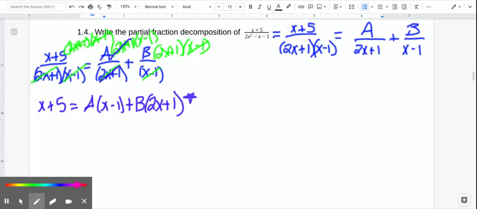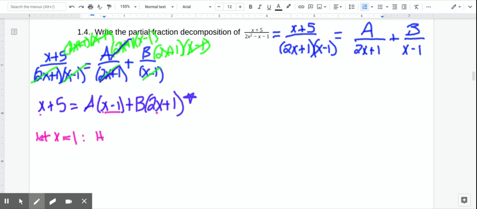So remember, now I want to pick things to plug in for x that are going to make life easy. And we're going to look right there. I am going to let x equal 1. So you're going to plug in 1 everywhere for x in this little problem here. So we get 1 plus 5 equals A, 1 minus 1, plus B, 2 times 1 plus 1.